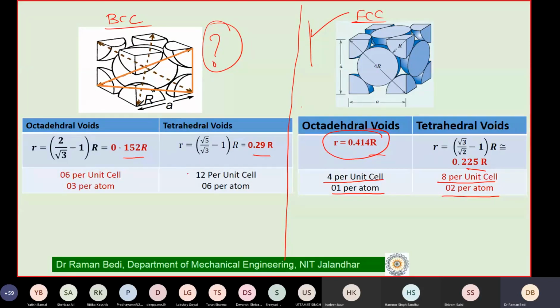When I talk about BCC crystal structure, we find that the tetrahedral voids are larger, so it is opposite. Here the octa was larger, here the tetra is larger. And their number is also more. So you have 12 of them per cell, and there are 2 atoms in this unit cell, and that is why per atom it is 6. Octahedral voids, there are 6 of them in BCC, which comes to 3 per atom. Is it clear? Yes, sir.